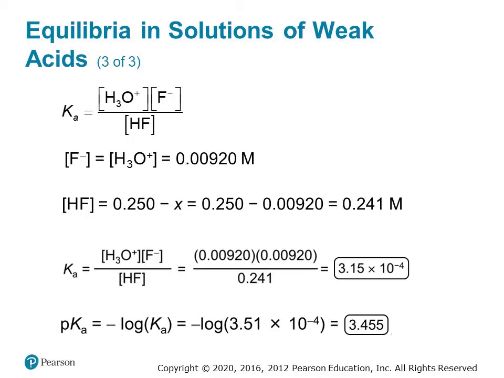Let's set up our expression for Ka, which is shown here at the top of the screen. This has the same format for all acid dissociations. We determined that our hydronium and fluoride concentrations were 0.00920 molar, since both were equal to x. The concentration of undissociated HF is 0.250 minus x, or 0.241 molar. Plugging all these values into our Ka expression, we get 3.15 times 10 to the minus 4, and to find the pKa, we just take negative log base 10 of that result, which gives us 3.455.